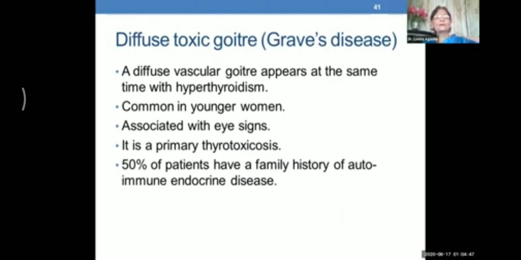Let us see about Graves' disease, which is a diffuse toxic goiter. Here, there is a diffuse vascular goiter which appears at the same time as hyperthyroidism. It means the swelling, the goiter, and hyperthyroidism both appear simultaneously. It is commonly seen in younger women. It is associated mostly with eye signs. It is a primary thyrotoxicosis. 50% of the patients have a family history of autoimmune endocrine diseases.